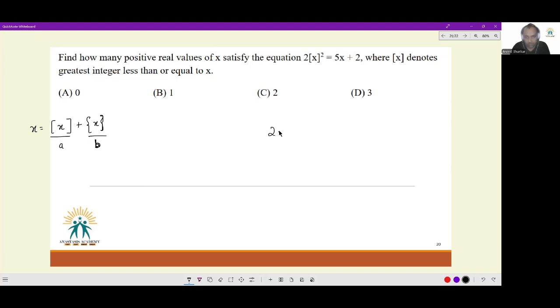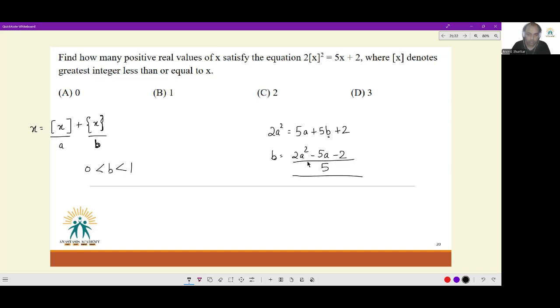So what I do have is 2a square is equal to 5a, this is 5x entirety, 5a plus 5b plus 2. Now I can reframe this as, see, b is a solitary variable. So b will be equal to 2a square minus 5a minus 2 whole thing divided by 5. Now remember, b was the decimal part. Because b is the decimal part, it has to be greater than 0 and it has to be less than 1. This expression has to be greater than 0 and less than 1.